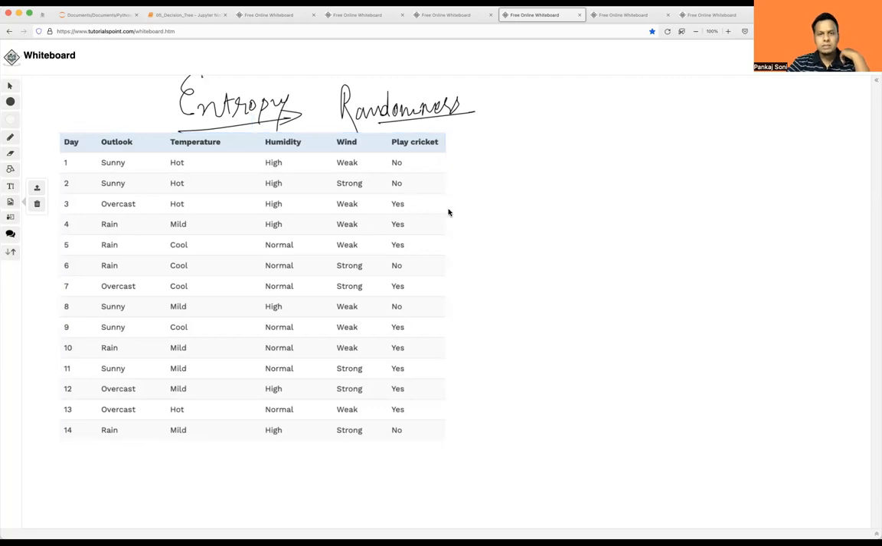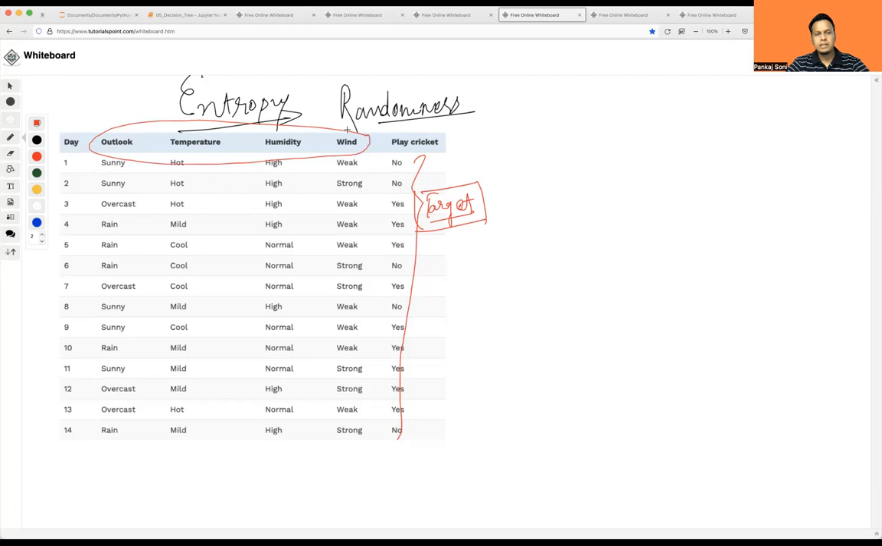So what is this basically? This is nothing but your target. This target says whether to play cricket or not, and this particular target depends on these features: outlook, temperature, humidity, and wind. Now, as you may remember, I talked about the tree model, right? So we have something called a root node. Once you get the data set, you may get the question of which particular feature should be taken as the root node.